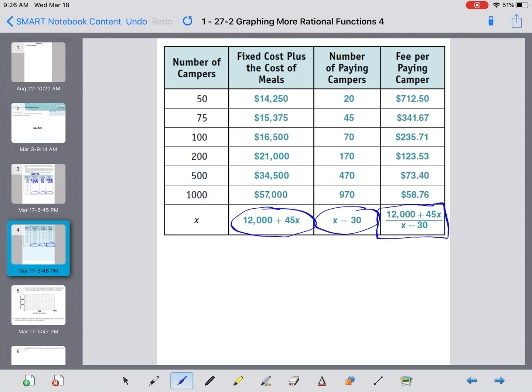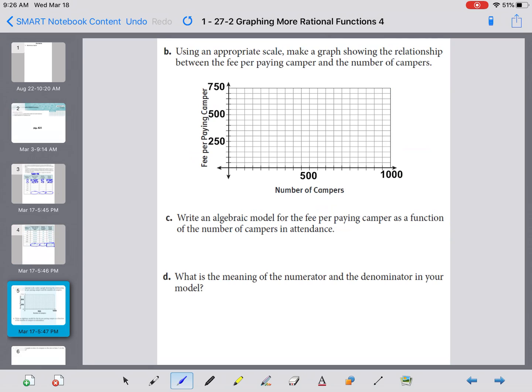All right, let's take a second using that table, and let's plot a few points. I've given you the scale that I want to go by here, so we're all on the same page. I'm just going by 50s. And if we plot a few of these points, the first value we had, number of campers were 50. The fee per paying camper was $712.50. So if I go by 50, $712 is right up here approximately, as close as we can get.